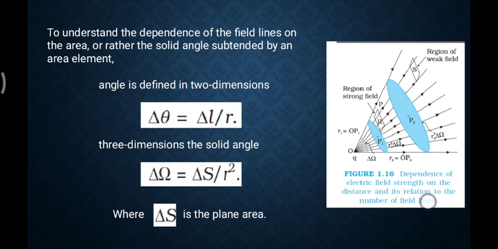So there are two ways you can play: either keep your area fixed, then your field line number will change, or if you want to fix the number of field lines, then you have to change your area. I am trying to explain this to help you understand the dependency of the field lines on the area. Yes, it depends, but how? It depends on the solid angle subtended by the area element.